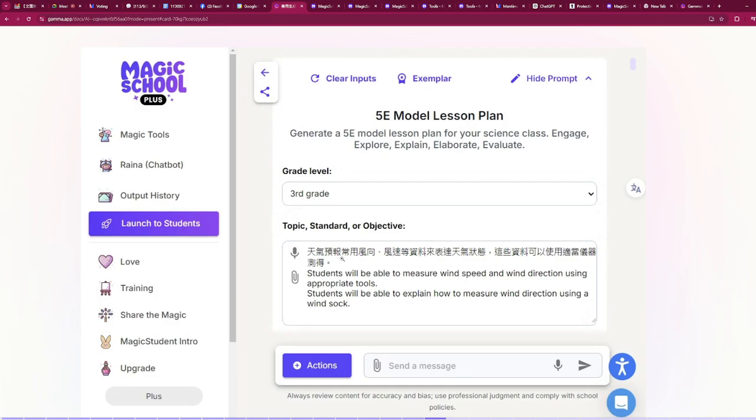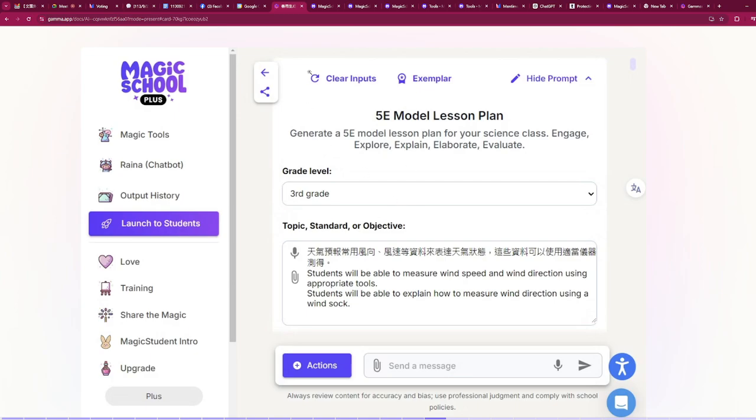这是从课纲里面出来的。那下面两个 students will be able to measure wind speed and wind direction using appropriate tools. And they will be able to explain how to measure wind direction using a windsock. Okay, so in this class they need to measure wind speed and wind direction using a windsock.